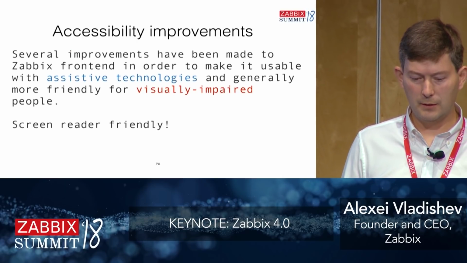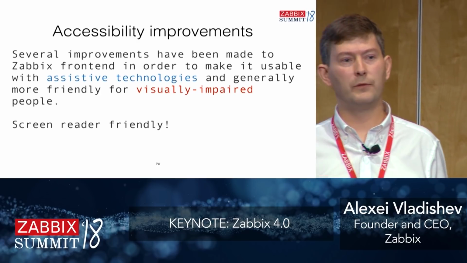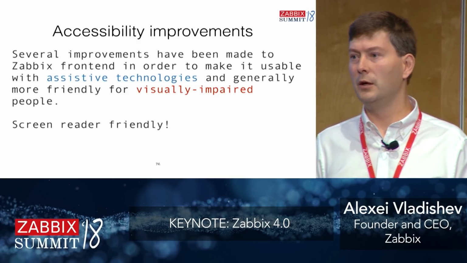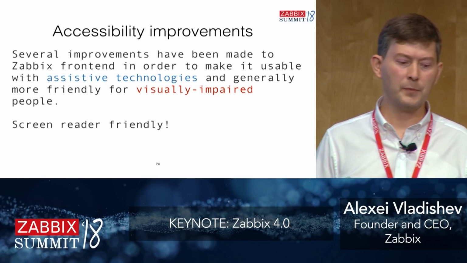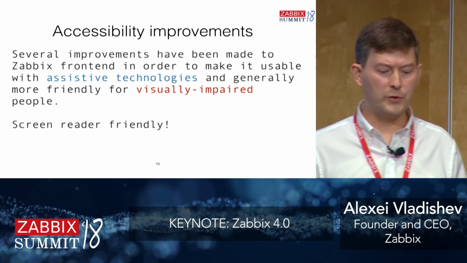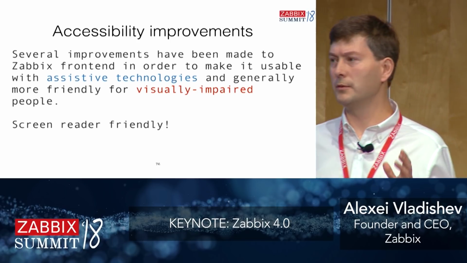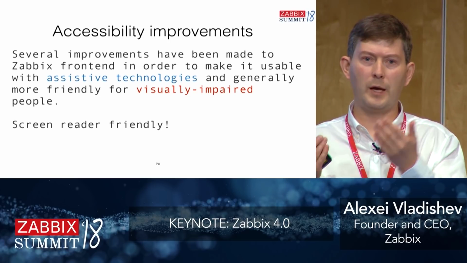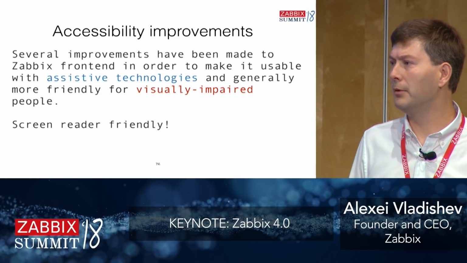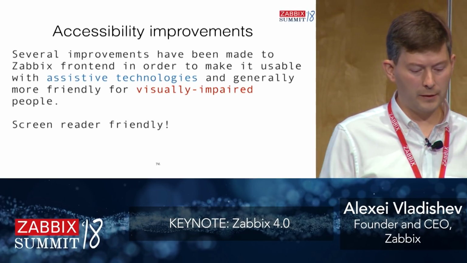Accessibility and usability. That was one of the reasons why the release of 4.0 was delayed. We put a huge effort into making sure that the Zabbix UI is optimized for assistive technologies and for visually impaired people. So basically, what does it mean? It means that if you have some issues recognizing things, you don't have perfect vision, and you have some trouble differentiating colors, like red and blue or green.